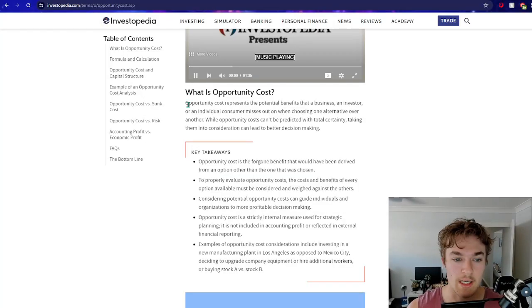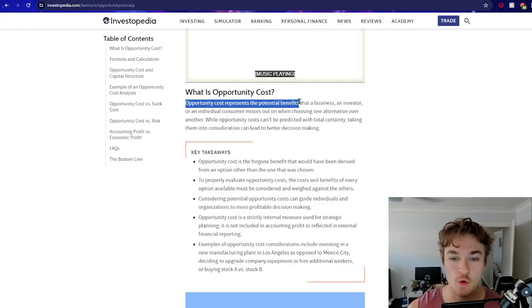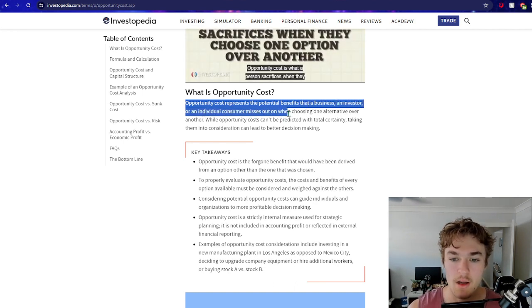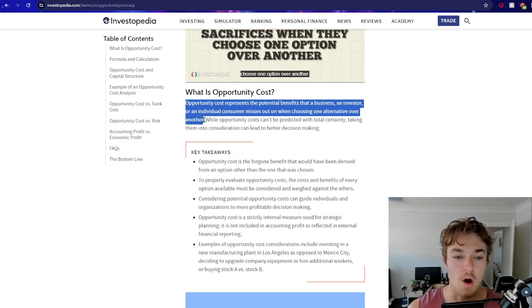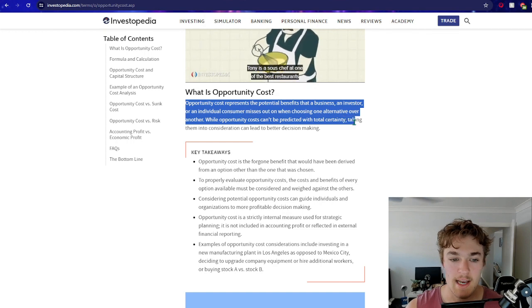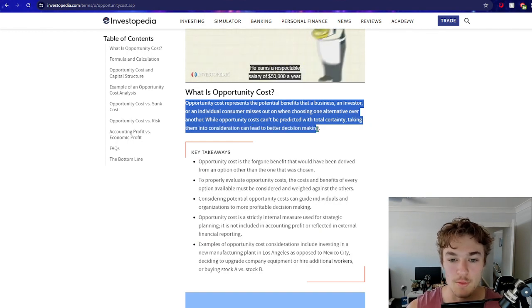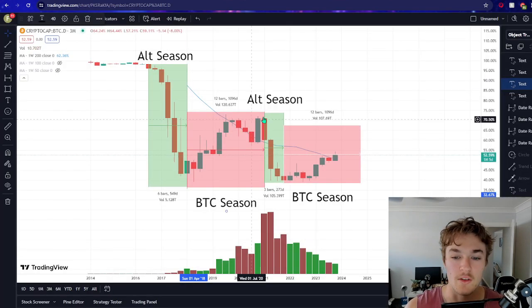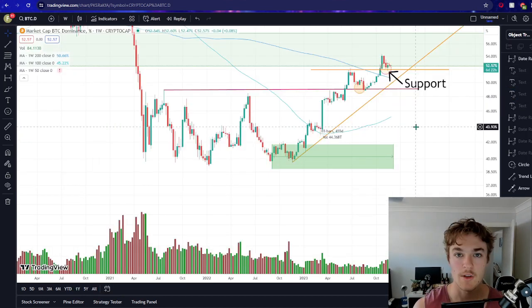So what is opportunity cost? Opportunity cost represents the potential benefits that a business, an investor, or an individual consumer misses out on when choosing one alternative over another. While opportunity cost can't be predicted with total certainty, taking it into consideration can lead to better decision making. So let's take a look at an example. Over the last year or so, we can use Bitcoin dominance to decide whether we should be investing in altcoins or Bitcoin. That's what we've been saying. And it helps us look at our opportunity cost.